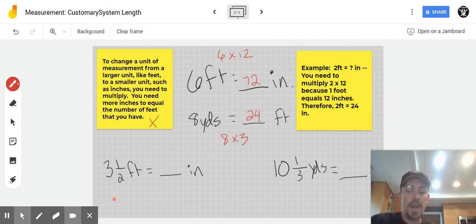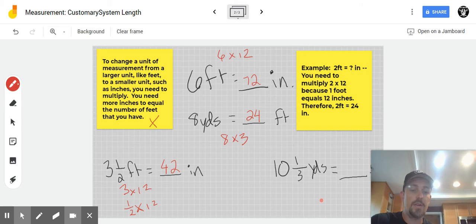3.5 feet. Now that's a little trickier, and you're trying to figure out how many inches it is. Well, I would break this up with the distributive property and say, okay, I've got 3 times 12, which gets me 36, and I've got 1/2 times 12, right? Because 12 inches equals a foot, right? So in this case, I get 36 plus another 6, and I get 42 inches right there.